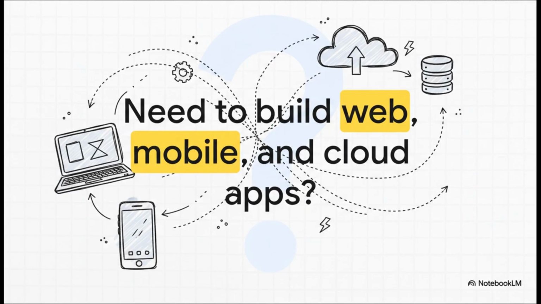So let's talk about a situation that I bet sounds pretty familiar. You've got this awesome idea for an app, but for it to really take off, it needs to be everywhere. It needs a website, it needs to be on iPhones and Androids, maybe even a desktop app, and of course, it all has to be powered by the cloud. The question is, how on earth do you pull that off without ending up with like 3 or 4 totally separate projects to manage? It's just a massive headache.